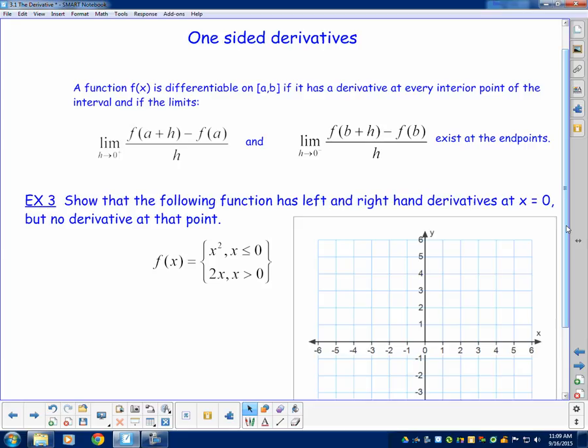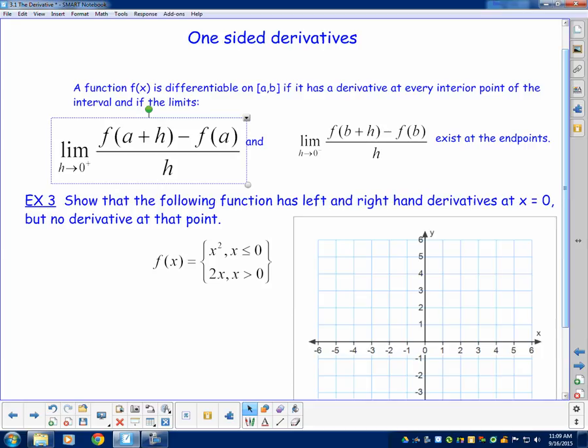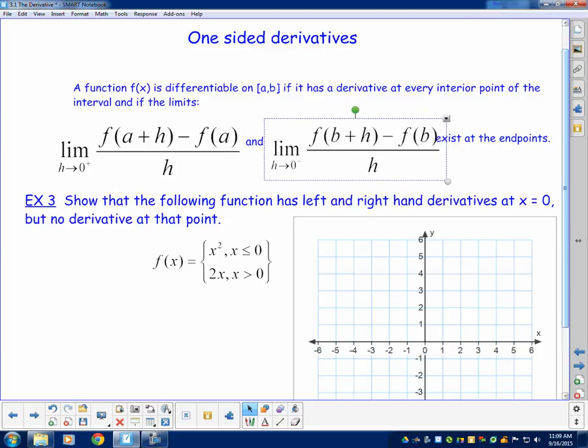And if the limits, and this is a little plus sign on here, let me read it for you. There's a plus sign on there, so that's the limit as h approaches 0 from the right, and this is the limit as h approaches 0 from the left, exists at the endpoint. I'll let you write that down, and I'm going to talk about what this means and why we have A in one and B in the other.